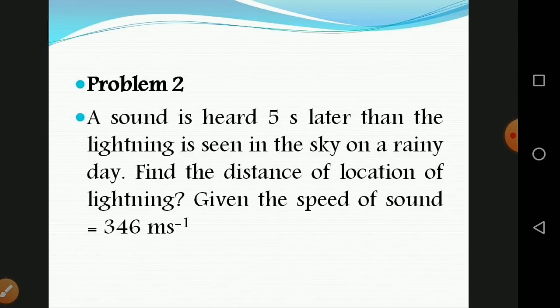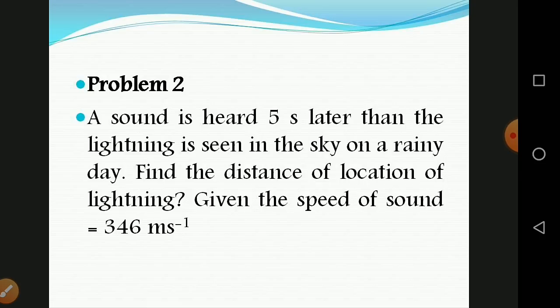And then the second one, problem number 2. A sound is heard 5 seconds later than the lightning is seen in the sky on a rainy day. Find the distance of the location of lightning, given the speed of sound is 346 meters per second.